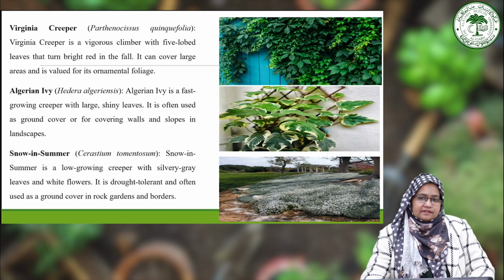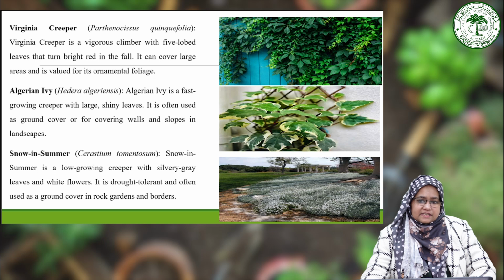The next creeper is Algerian ivy, which is botanically known as Hedera algeriensis. Algerian ivy is a rapidly growing creeper recognized for its sizable glossy leaves, commonly employed as a ground cover or for concealing walls and inclines. It adds lush greenery to landscapes.